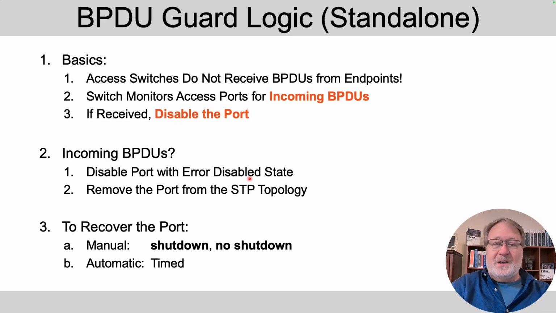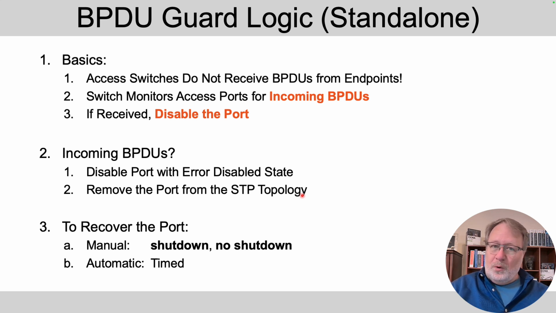It's error disabled. And because the port is down in that sense, it's totally removed from the spanning tree protocol topology. It's just not there anymore. Show commands about spanning tree won't list that port anymore. So now that it's down, the engineer can notice that it's down and do something about it, like investigate who plugged in the rogue switch.